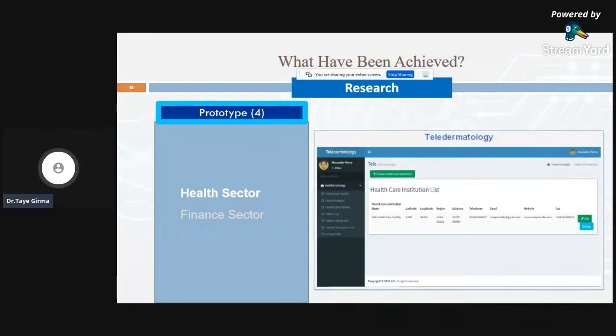Again, in the health sector, as I said earlier, data is very important in the area of artificial intelligence. So we were trying to collect data by developing a teledermatology system. Finally, this time we changed it into a telehealth system. In the telehealth system, there are a lot of services that we are planning to provide. In the meantime, while giving the services, we will also be able to get data from the telehealth system.